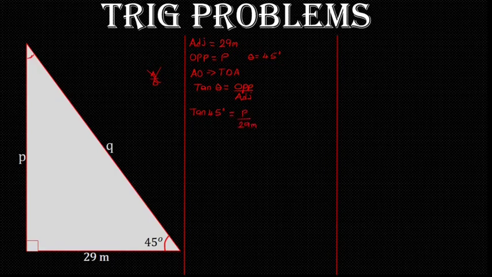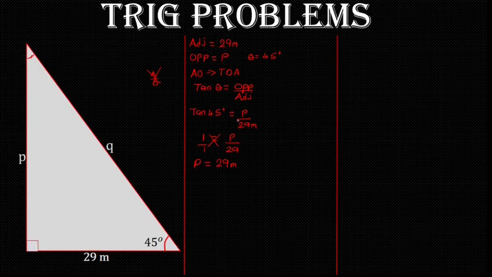Tan 45 will give me 1 if you have an idea of your special angles very well. Then P over 29 equals 1. I put over 1 here and cross multiply. I have that P times 1 will be P equals 29 times 1, which is 29 meters as our P. You would notice that this is the same as our adjacent. Why could that be? I'll be waiting for your answers in the comment section. Alright, so that's our P.